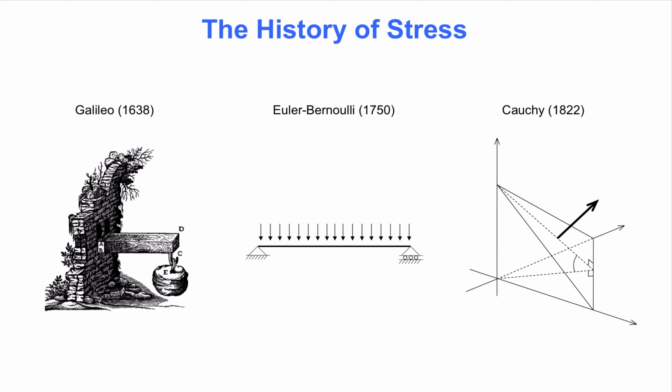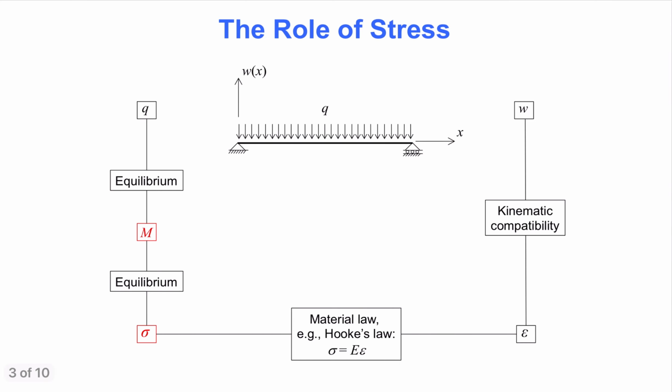Augustin Cauchy considered equilibrium for a tetrahedron like this when he introduced stress in 1822. Stress is often denoted by the Greek symbol sigma. The next slide gives one view of how the concept of stress is used in beam theory today. The sigma symbol is visible in the lower left corner.